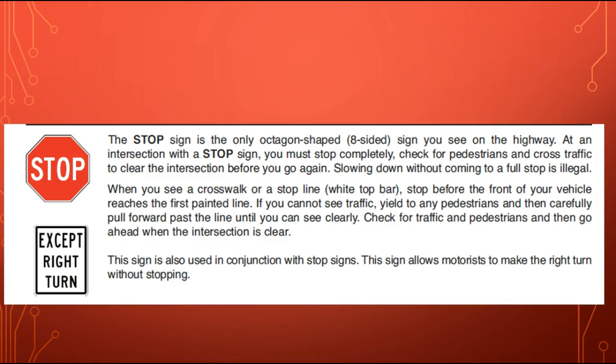When you see a crosswalk or a stop line, white top bar, stop before the front of your vehicle reaches the first painted line. If you cannot see traffic, yield to any pedestrians and then carefully pull forward past the line until you can see clearly. Check for traffic and pedestrians and then go ahead when the intersection is clear. The sign to the left, the accept right turn, is also used in conjunction with stop signs. This sign allows motorists to make a right turn without stopping. On the following page, you will have a question regarding a stop sign.